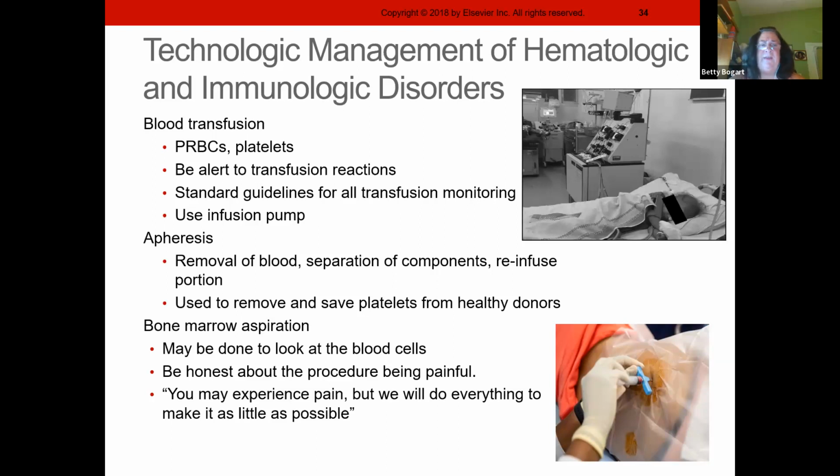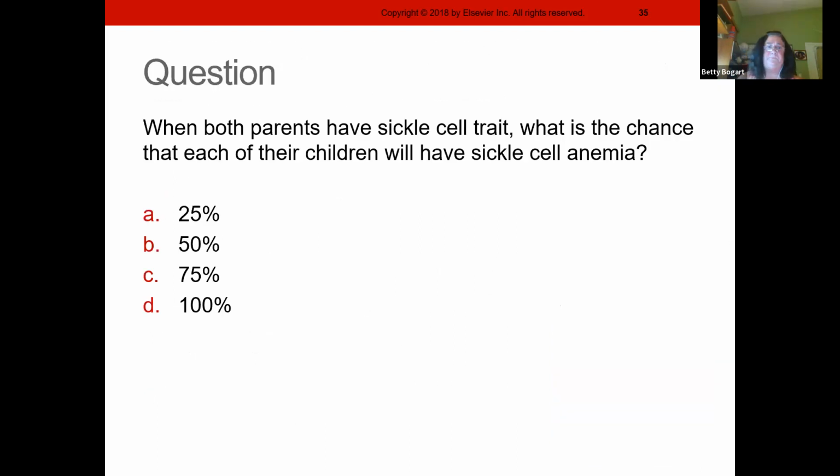Another thing we might do is a bone marrow aspiration. Now, usually kids are sedated for this, but they're still going to feel a little bit, even with the sedation given. Be honest, especially if a kid has a long-term hematological issue. Be honest that you're going to have a little pain, but I'm going to do everything I can so it's going to be as little as possible. All right. Again, getting them prepared. Don't lie. Kids don't like you to lie. That's when they get more fear.